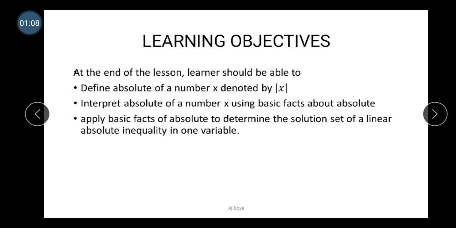In all further maths exams, you'll come across absolute values. So it is important that you know how to interpret and solve problems of absolute expressions.